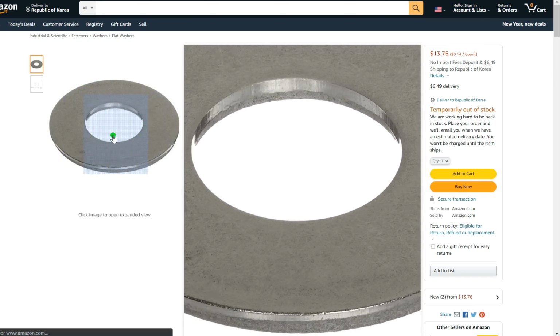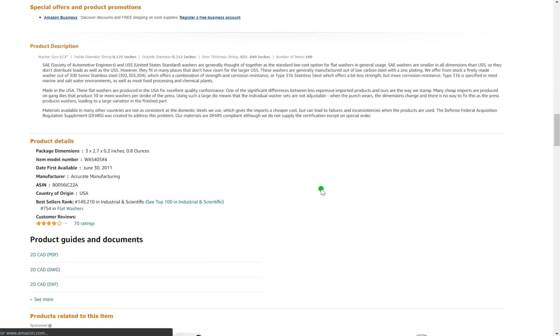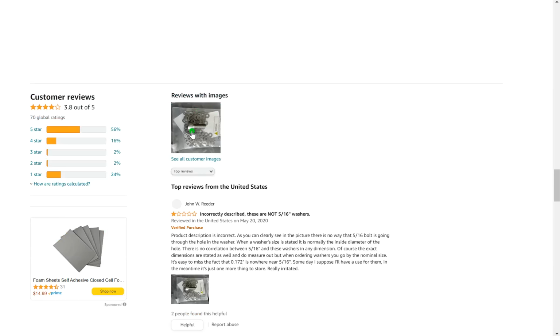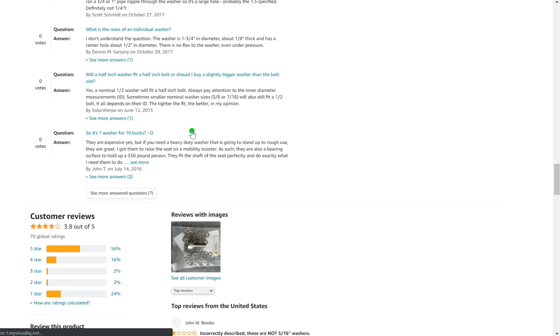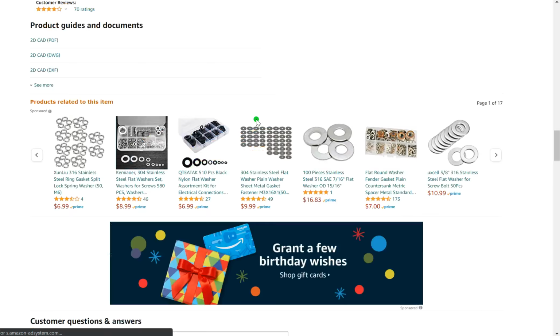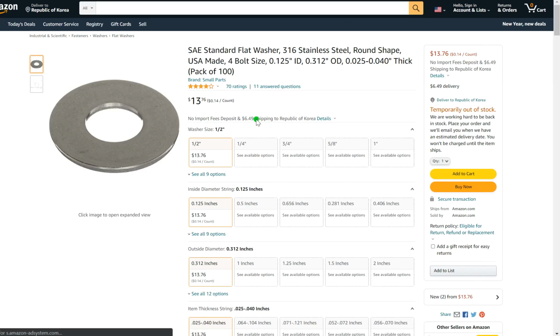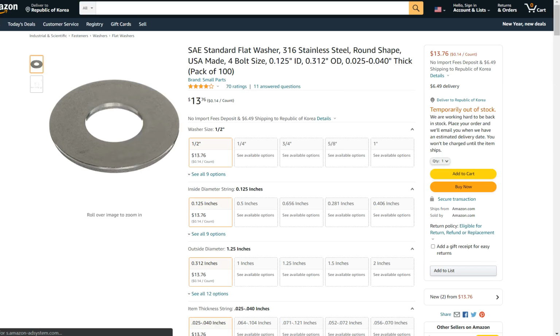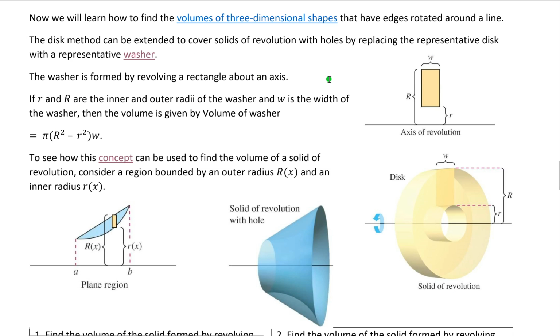So notice that it's just a disc with a hole in the middle, and what you use them for is to bolt on something so that the bolt doesn't apply too much pressure. It kind of spreads out the pressure, but how it's used doesn't really matter for us. All that matters is it's a disc with a hole in the middle. That's a washer. That's why this is called the washer method, because when we have something that we're going to revolve around a line that has a gap in between what we're revolving and the line, there's going to be a hole in the middle. So that's exactly what it means.